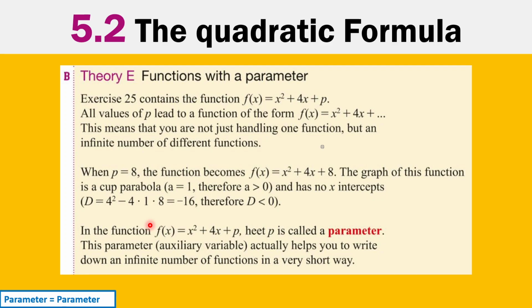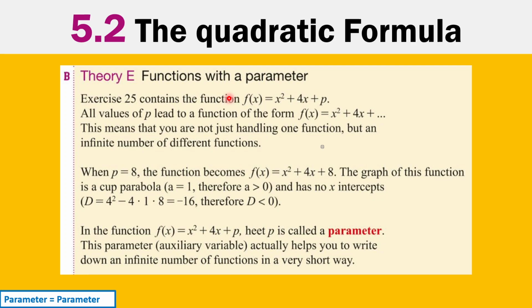Welcome back everyone to Theory E of 5.2, the quadratic formula. Theory E is all about parameters, and what you see right here, this is B theory, so this is something that will come back at Mathematics B the most, but you all have to do it this year. We're going to talk about what a certain parameter is, and a parameter, you can say, is an extra variable in a function.